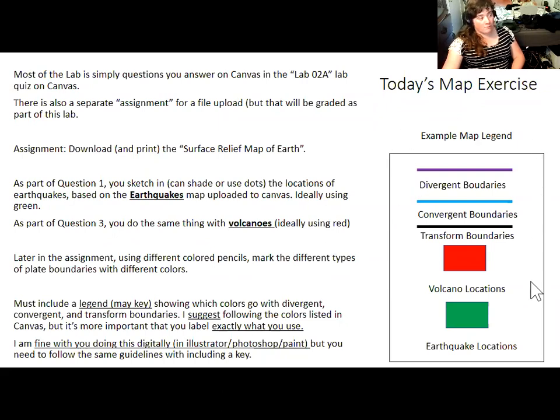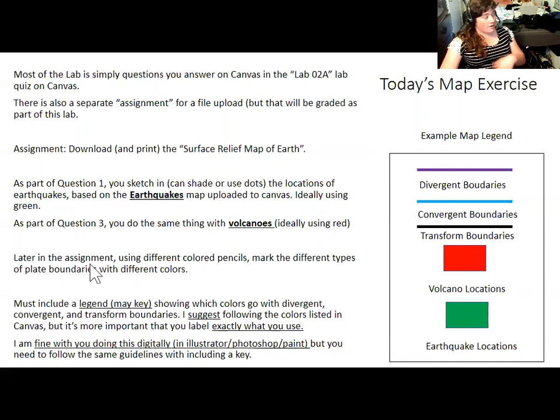And this is kind of what I'm looking for in terms of the map key or map legend you need to have for that part of the assignment. So outside of marking the earthquakes and the volcanoes, here I just put, okay, red shading equals volcanoes, green shading equals earthquakes. Okay, cool. I was just making sure I got the colors right.